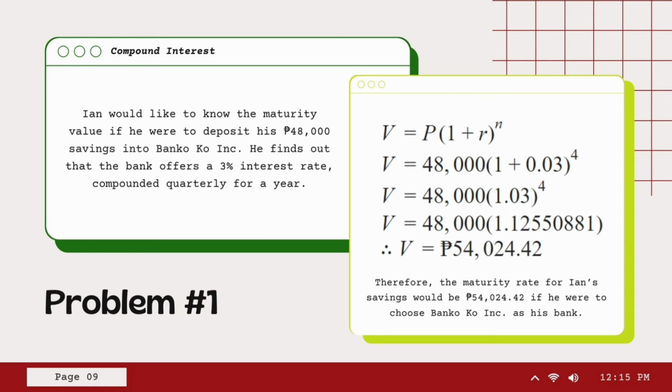Thus, V equals 54,024 pesos and 42 centavos. Therefore, the maturity value for Ian's savings would be 54,024 pesos and 42 centavos if he were to choose Banco Co. Incorporated as his bank.